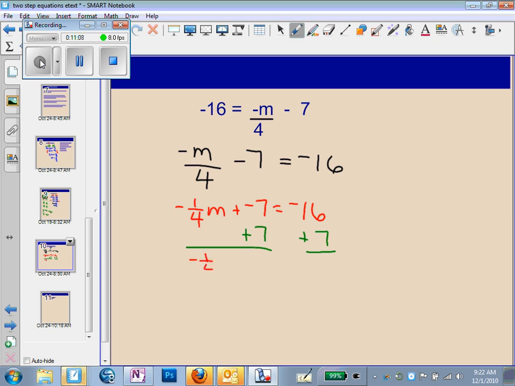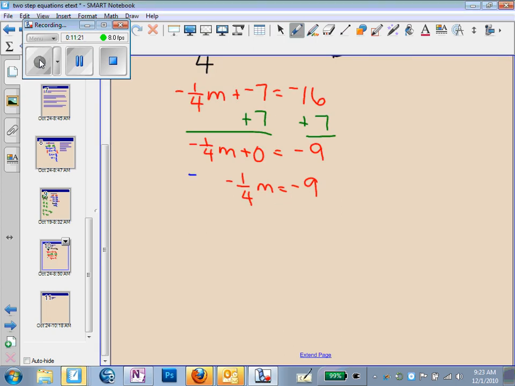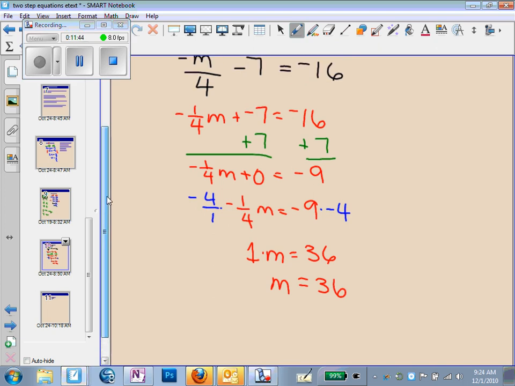So we're going to make -1/4 m plus 0 equals -9. So -1/4 m equals -9. Now I'm going to multiply by the reciprocal of -1/4, since that's the number that's being multiplied by our variable. So the reciprocal of -1/4 is -4. I'll multiply that by both sides and simplify from there. So m equals 36.